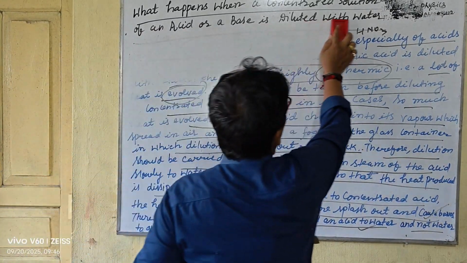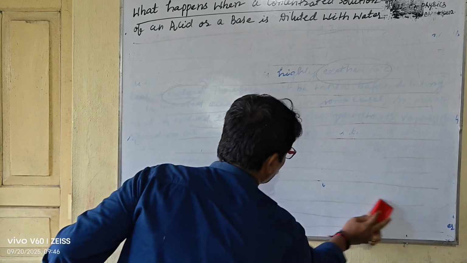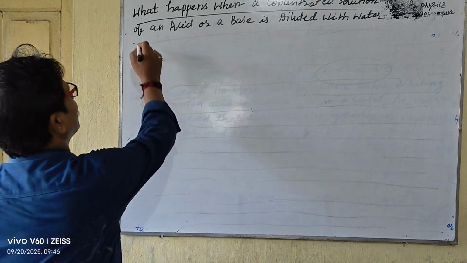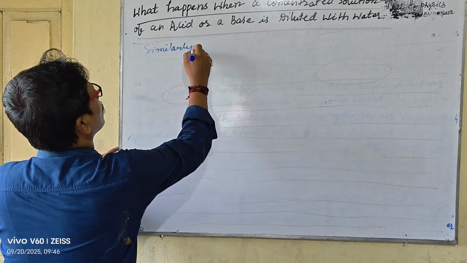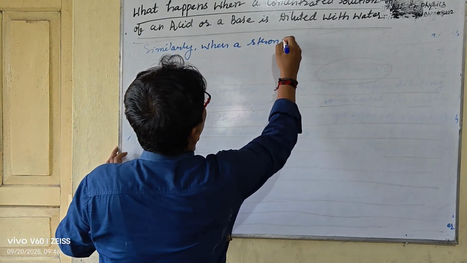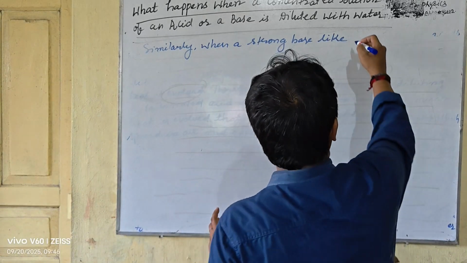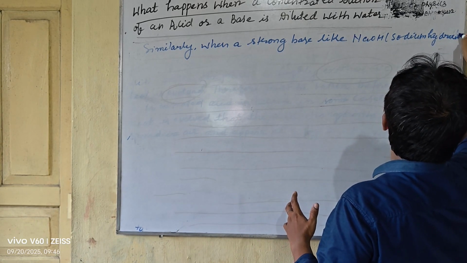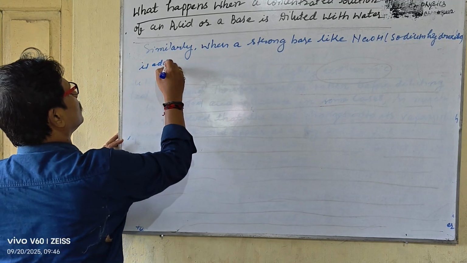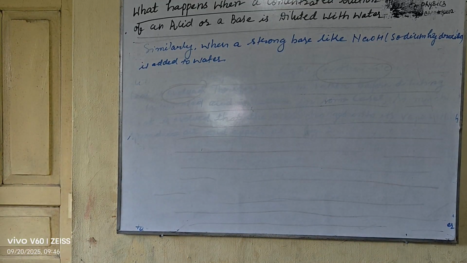Similarly, in the case of a base also, what happens when water is added to a base? The same thing happens with the base also. When a strong base like NaOH, sodium hydroxide, is added to water, what happens? Heat is produced.